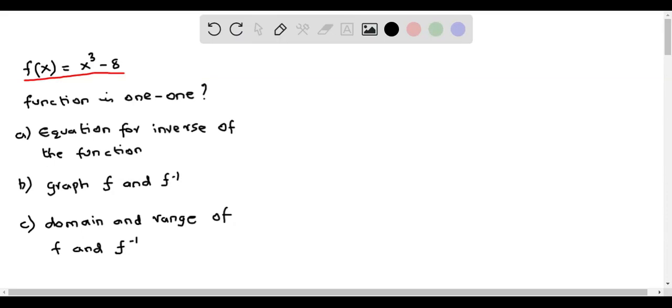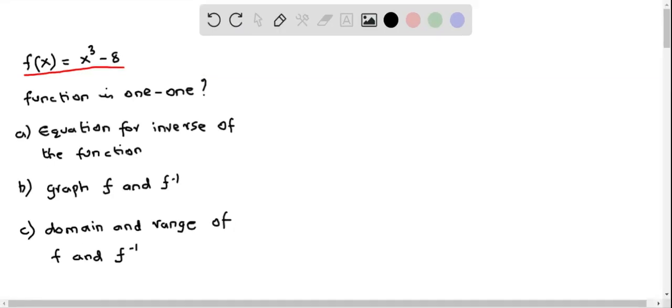We now determine whether the function given as x cubed minus 8 is one-to-one or not, and then answer the following questions in part A, part B, and part C. So first, let's determine whether the function is one-to-one. Let me copy the function. We have f of x equal to x cubed minus 8.